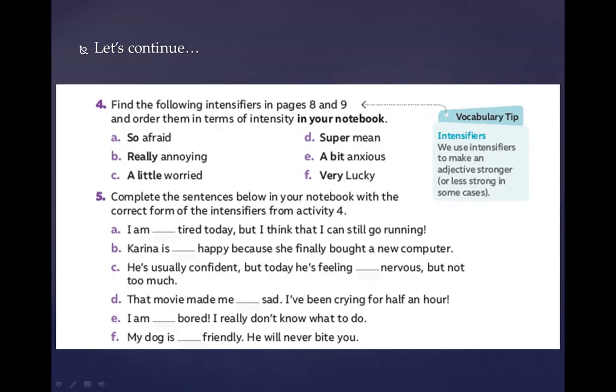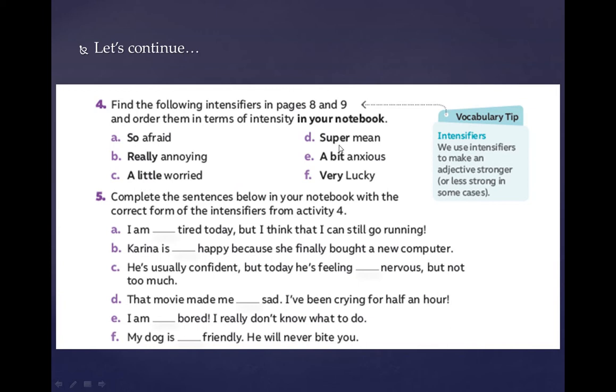Let's continue. Activity number 4. Find the following intensifiers in pages 8 and 9 and order them in terms of intensity in your notebook. I'm going to read the sentences for you to understand better. Letter A, so afraid. The intensifier there is so. This is the intensifier, so. Letter B, really annoying. Really is the intensifier. Letter C, a little worried. A little is the intensifier. Letter D, super mean.